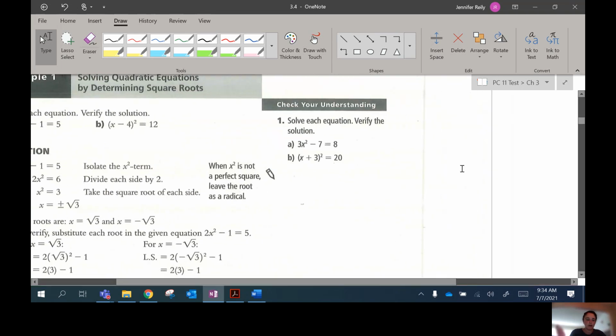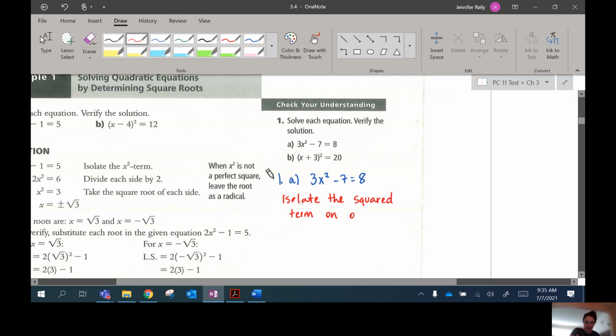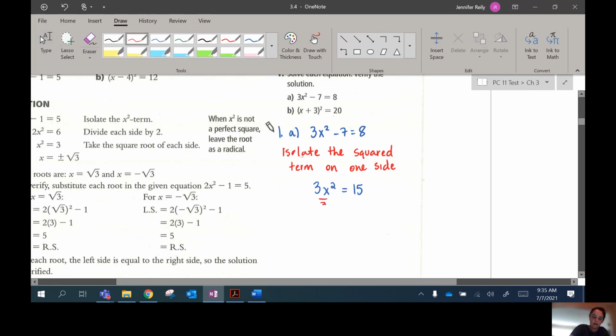We will do this one first. We'll do A. So we'll have 3x squared minus 7 equals 8. So we want to always isolate the squared term on one side today. On one side. So we are going to add 7 to both sides. So we'll have 3x squared equals 15. And then we'll divide by 3.